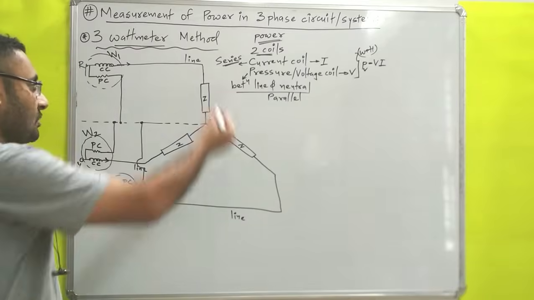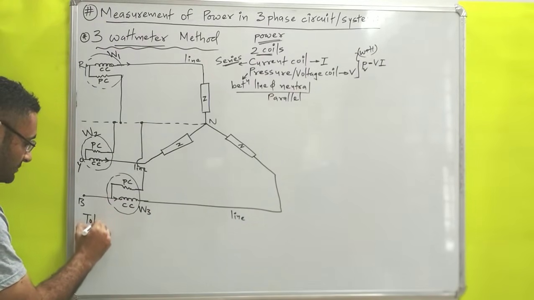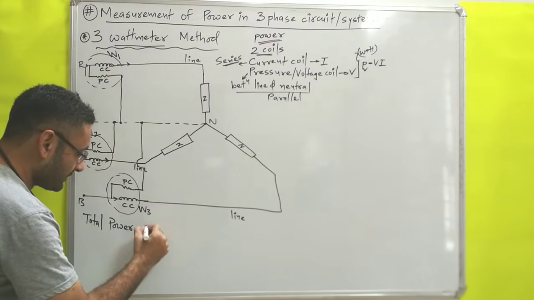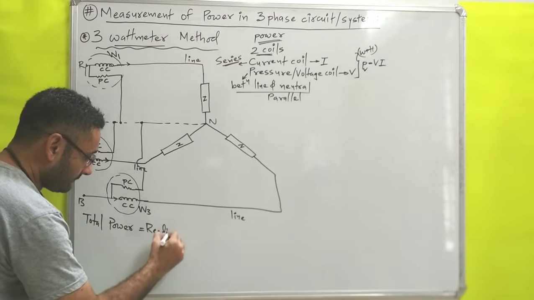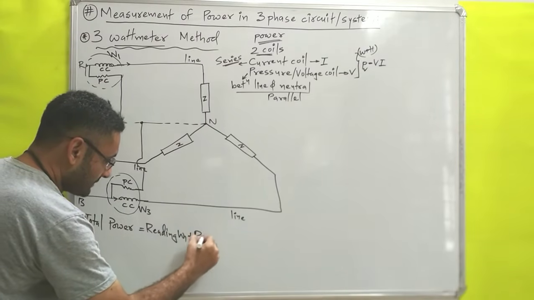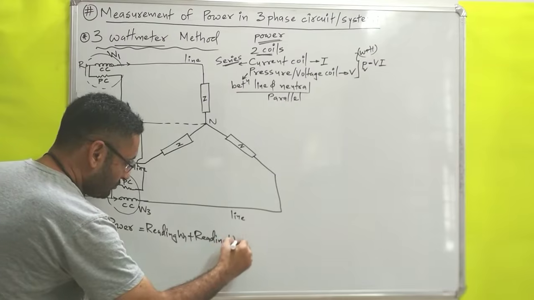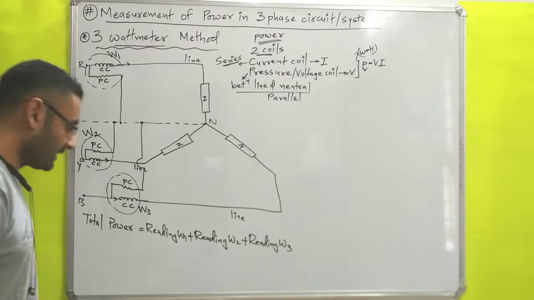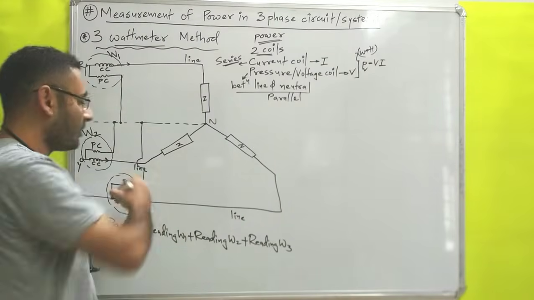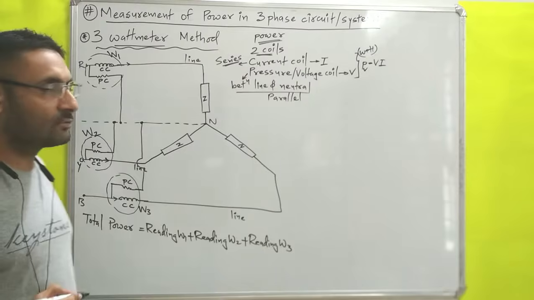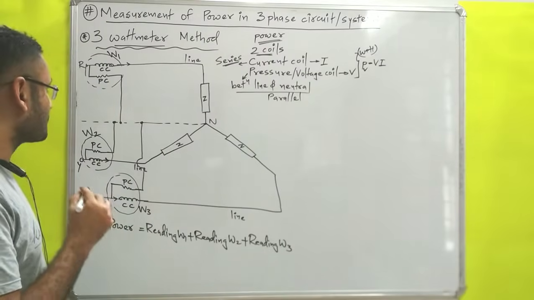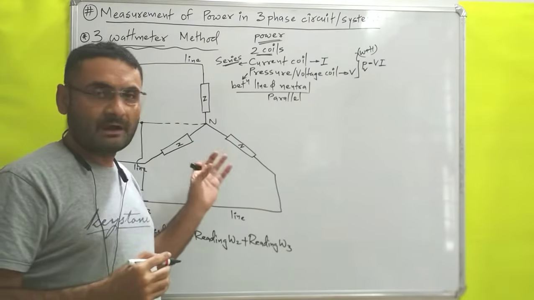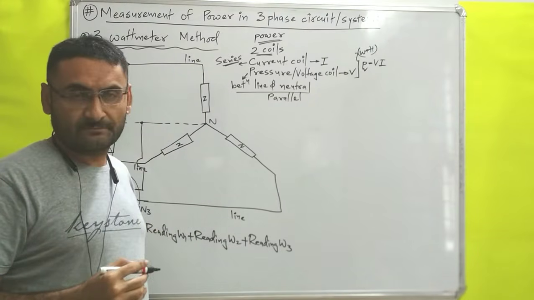Now if we want to find out the total power, can I write like this? Total power of the three phase system is equal to reading W1 plus reading W2 plus reading W3. That means you are taking the algebraic sum of all the readings so that you will get the answer of total power. Now that is all about how, with the help of 3 wattmeters, you can find out the total power of a star connected 3-phase system.